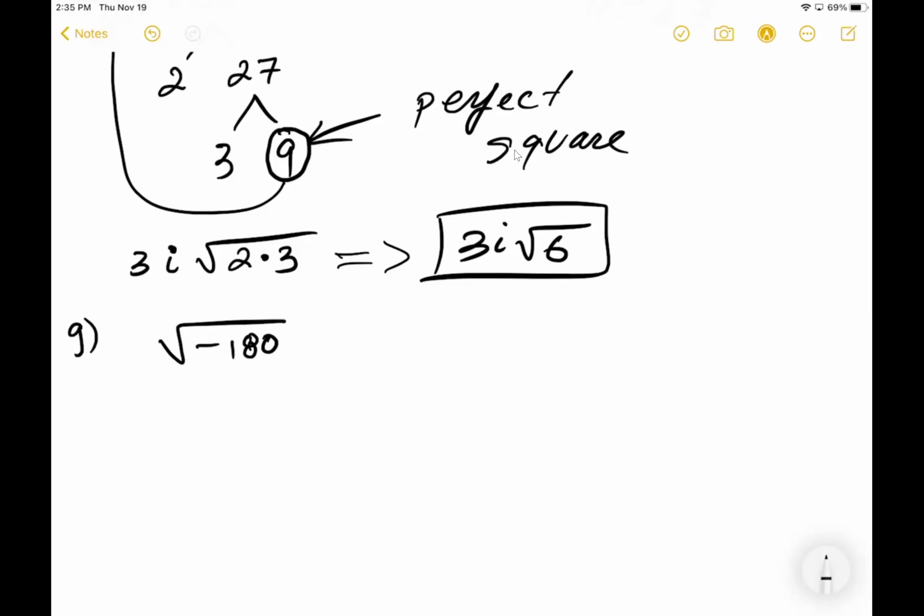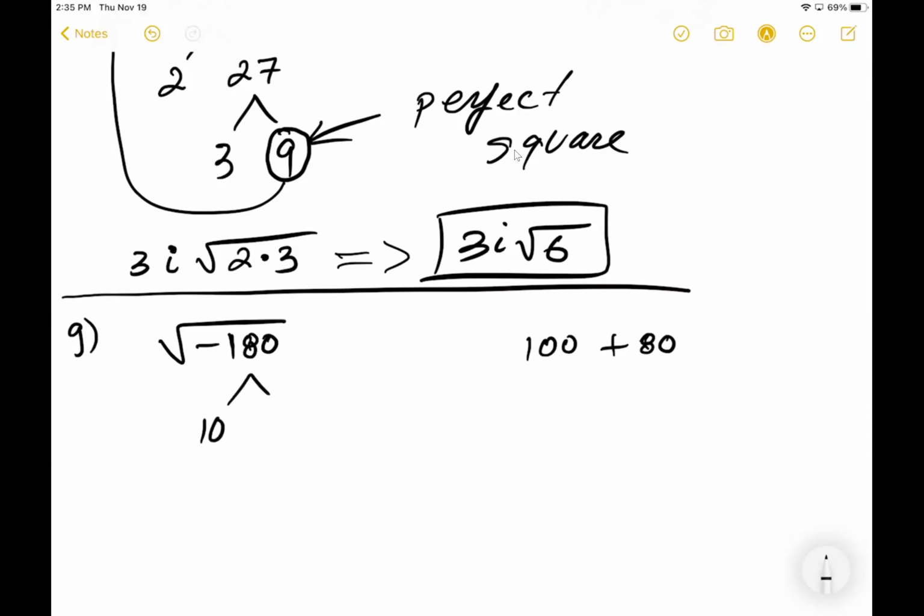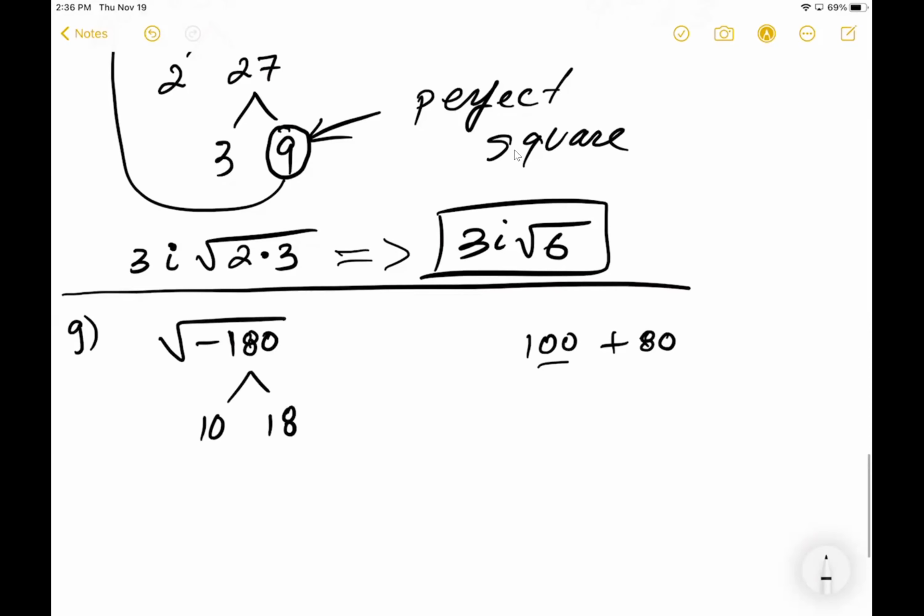If I have negative 180, and again, please do not do this. Do not say 180. We never break it down by addition. The only thing that you break down is by multiplication. You can break down by 10 times 18, and I accept that, but you cannot break it down as 100, 10 times 10. We never break down by addition.